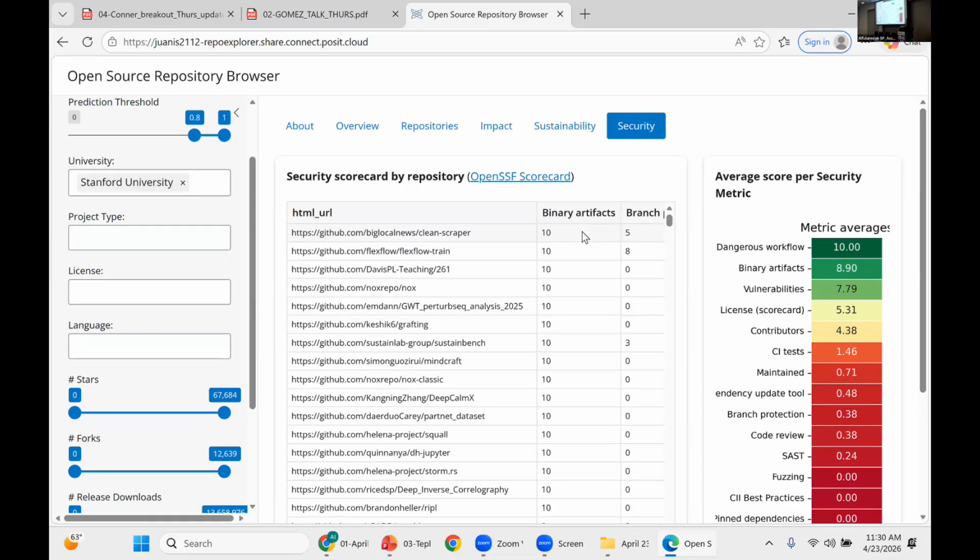So this is a work in progress. This just started. I'm collecting metrics on security using Open Source Scorecards by the Linux Foundation to get an idea of the security of these projects.